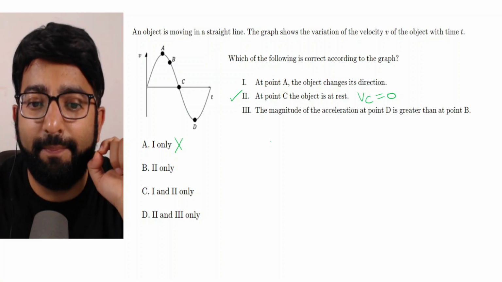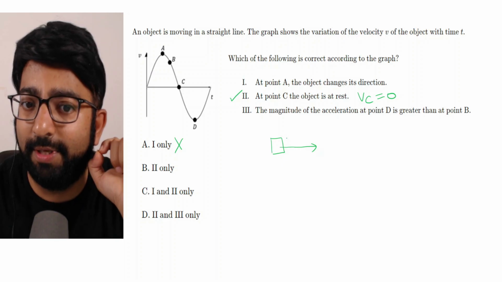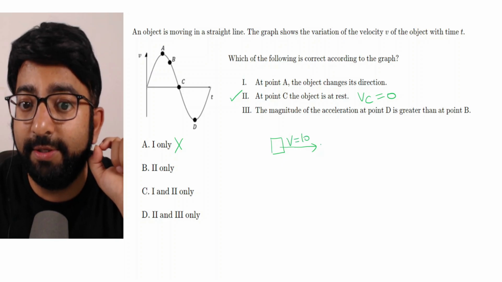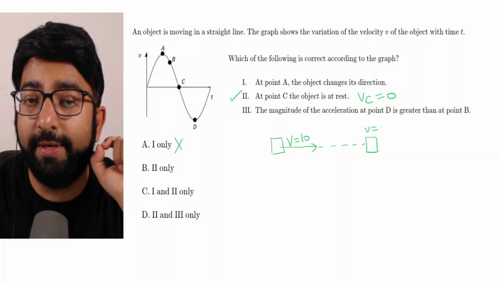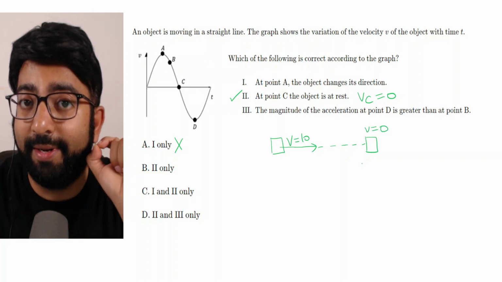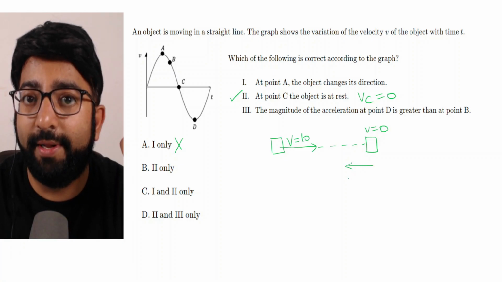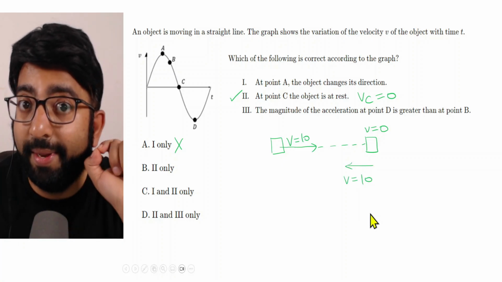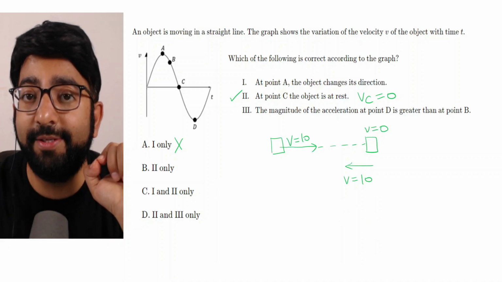So let me take an example. Let's say we have a box which is moving towards the right hand side with some velocity, let's say 10. Now eventually, let's say it slows down and comes to rest, which becomes v is equal to 0. At this point, let's say the block goes to the left hand side with the same speed, let's say 10. Now, please remember velocity is a vector quantity. It has a magnitude as well as a direction.